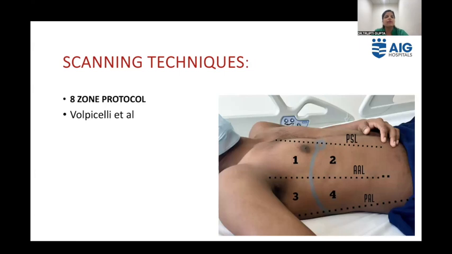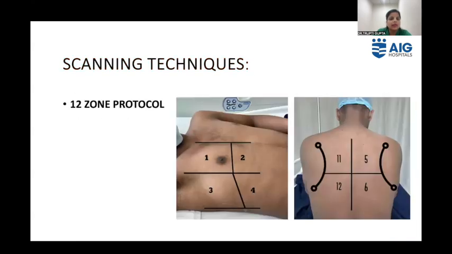Another technique of scanning is the 8-zone protocol. This was described by Volpicelli et al. Here they have divided the hemithorax into 4 zones by using 3 lines: a parasternal line, an anterior axillary line, and a posterior axillary line. Between these 3 lines, we get 4 zones in each hemithorax, so a total of 8 zones.